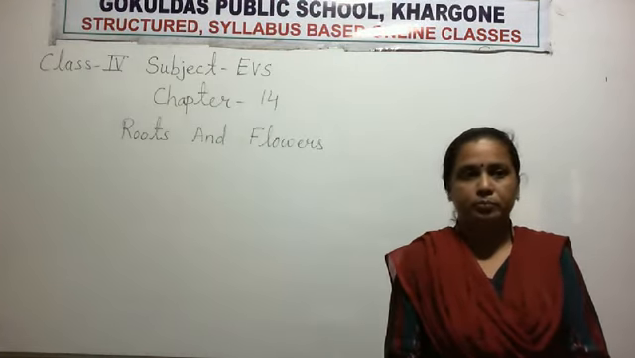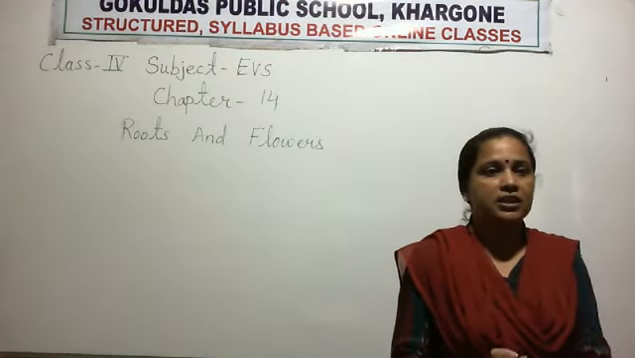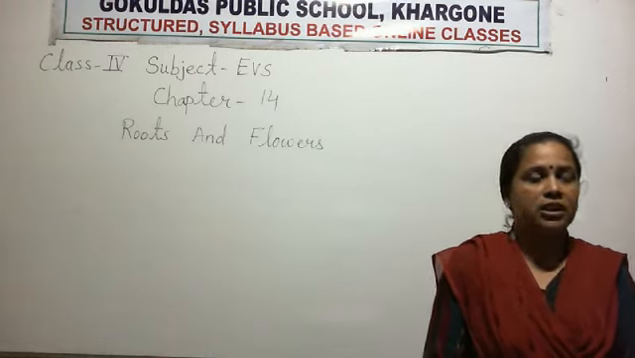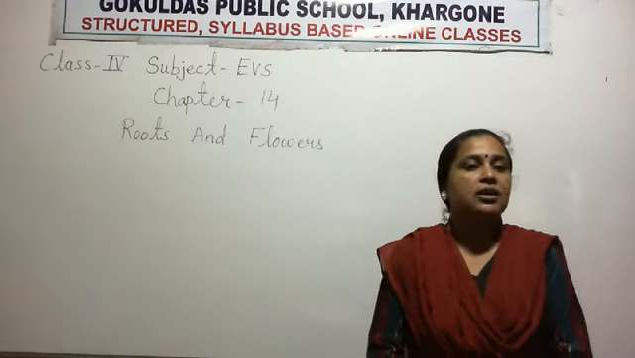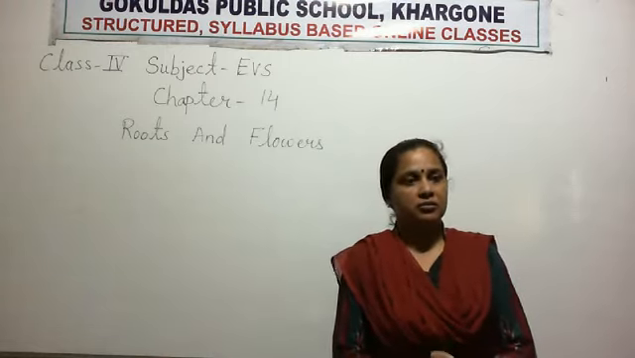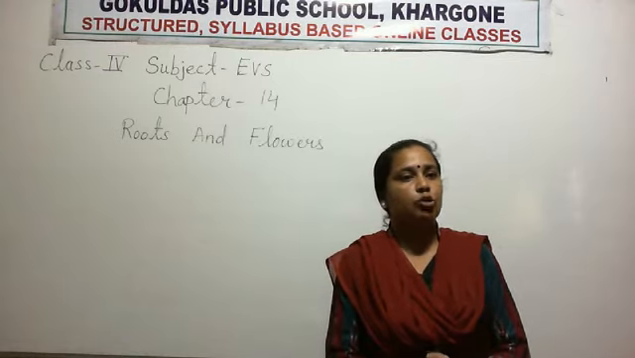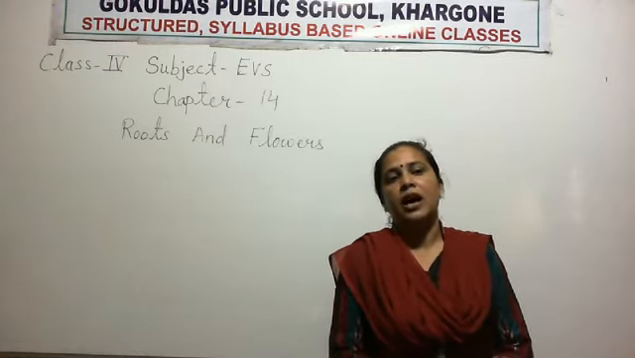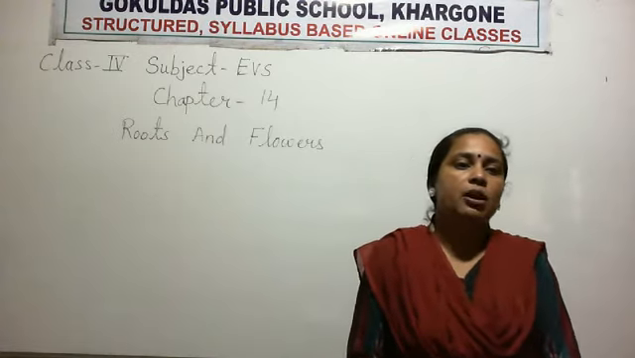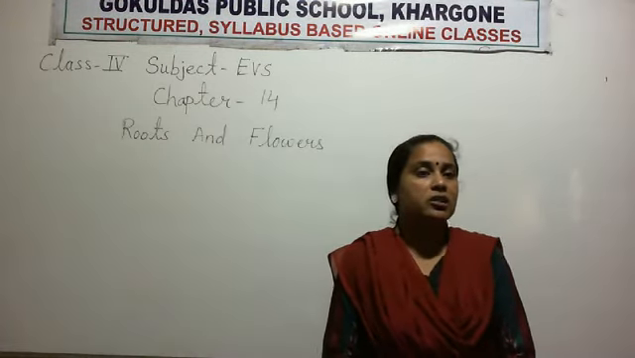Now after that we discussed about the two types of roots that are found in the different types of trees and plants. First is fibrous root and second one is taproot. Clear? Taproot is found in the big trees. Now the fibrous root is found in the small plants. Clear?